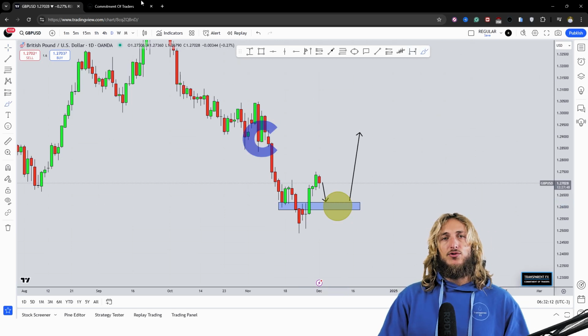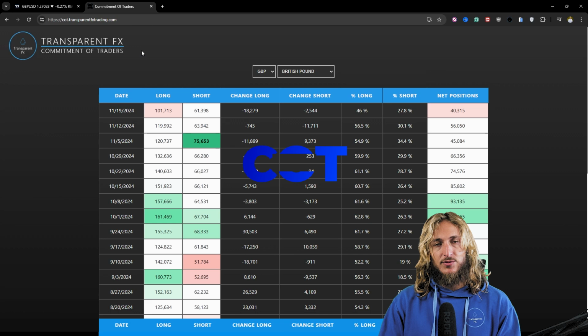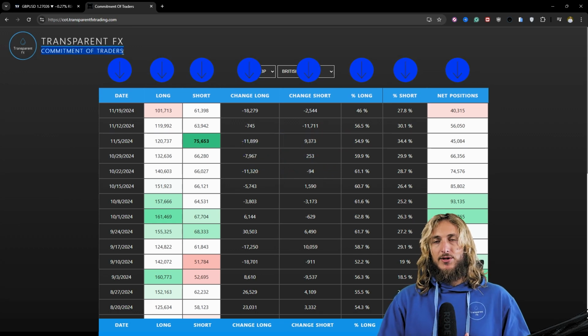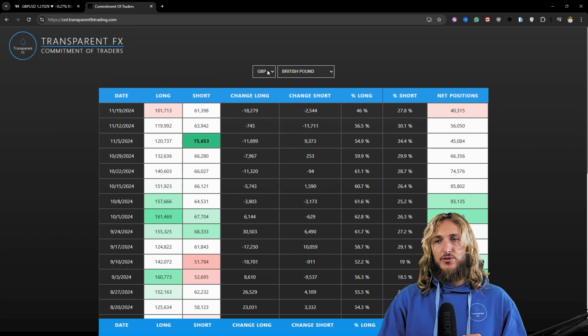Now, speaking about institutional longing, let's go and see what we have when it comes to the commitment of traders. So what the big players in the market are doing. And let's check the data precisely for the GBP.